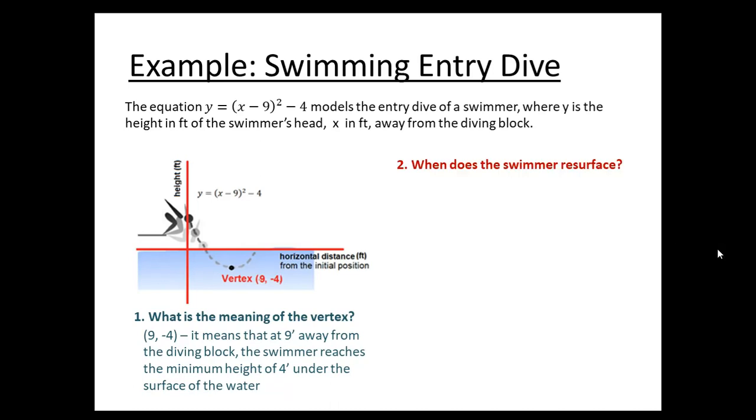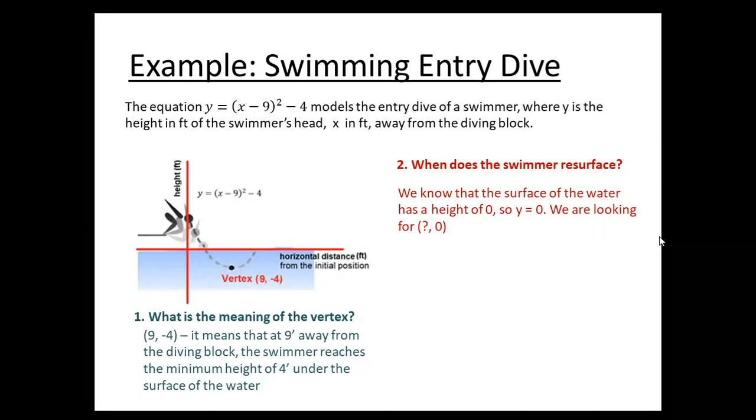When does the swimmer resurface? Now we know that since the surface of the water has a height of 0, then we would have y equal to 0. So we're looking for the coordinate, an unknown x, and y as 0. Now I'm going to substitute y = 0 and solve the equation. 0 = (x − 9)² − 4.